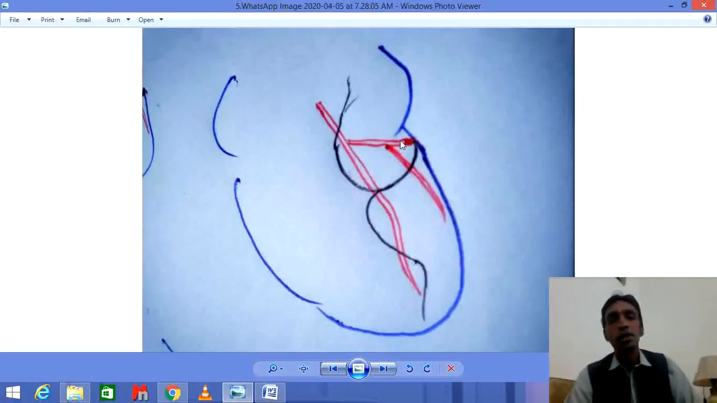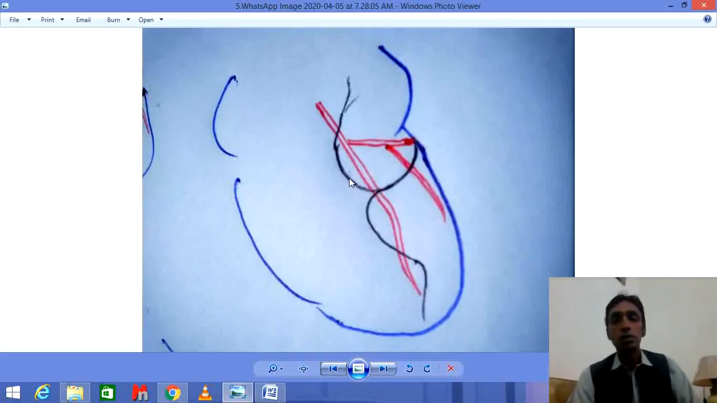Now you can see the branch. This is the circumflex artery. Circumflex artery goes posterior. Now the black color indicates the posterior side. The red color only indicates the anterior side, while the black color indicates the posterior side. So posteriorly, it makes the circumflex artery from this anterior point to this posterior point. This is left circumflex artery, and from this area, the left circumflex artery gives two branches posteriorly.